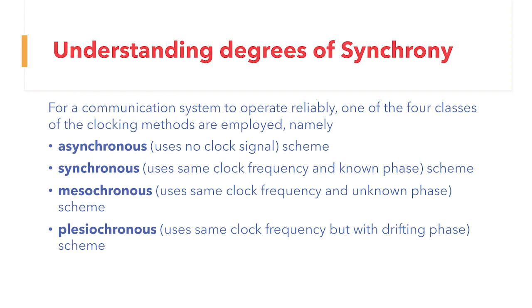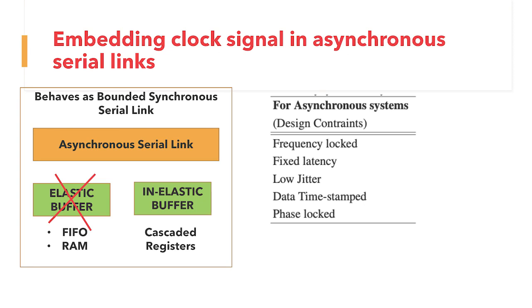So in high energy physics experiments, we actually use all 4 types of clocking methods. But in this talk today, I will only discuss the asynchronous system behaving as synchronous. So in the next slide, I will try to highlight in a very simple manner how an asynchronous system, which has no clock inside, can behave as a synchronous system. Let's go. So, embedding the clock signal in asynchronous serial links.